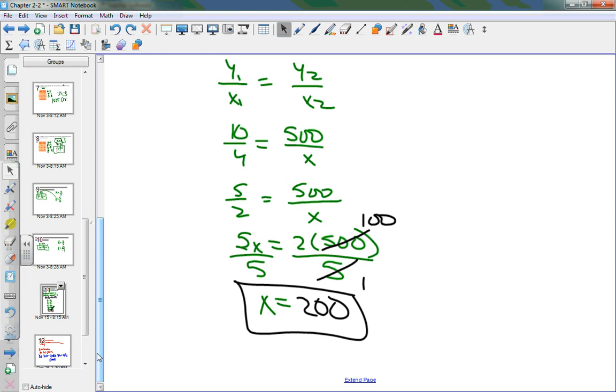What is x again? What does x represent? So what is it? Your pedal revolutions, right? So I have to have 200 pedal revolutions to travel 500 meters. Do we understand that? Okay, tonight for homework is this lovely, lovely little worksheet.